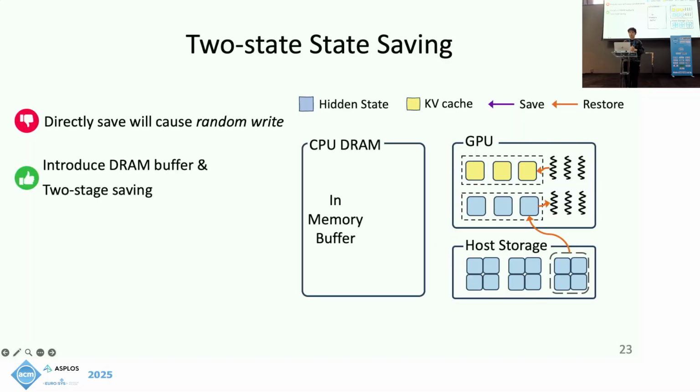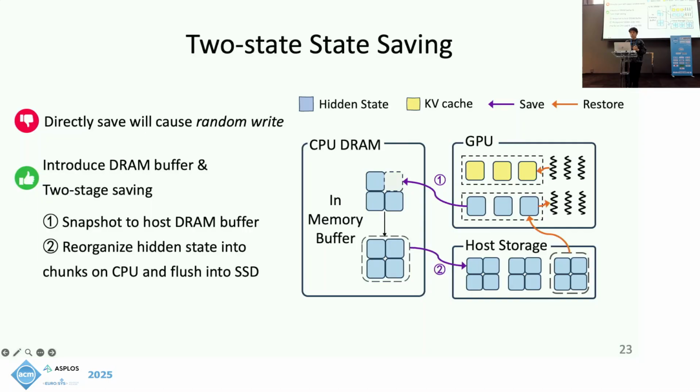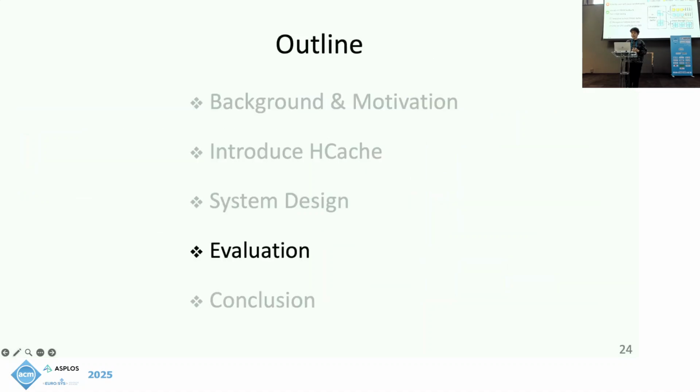To overcome this, we introduce a 2-stage saving strategy involving a host DRAM buffer on the CPU, and the saving completes in 2 steps. First, we create a snapshot of the GPU's hidden state and copy it to a temp buffer in the host DRAM. Then we group the temp buffer into chunks, mirroring the chunk-based storage format discussed in the previous slide. Once organized as a full chunk, it can be flushed back to the host storage. It is a sequential large write, so it won't be the performance bottleneck.